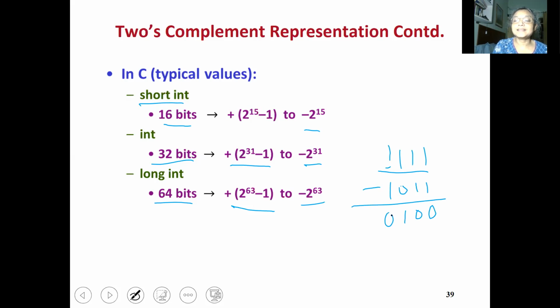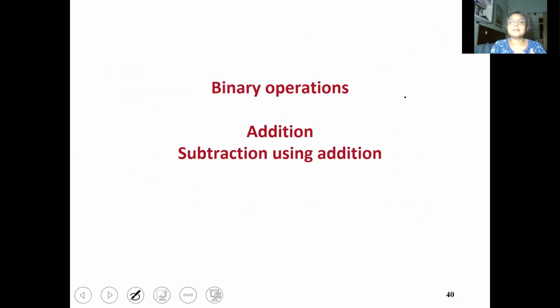Suppose you have this number 1011. If you want to find the 2's complement, it is the same as subtracting it from 1 and 4 zeros. So if you have an n-bit number x, you are subtracting it from 2 to the power n. So 2 to the power n minus x is the 2's complement of x. Now, based on this understanding, we will look at how addition and subtraction are performed on binary numbers.